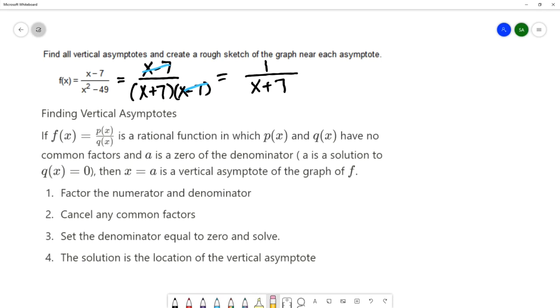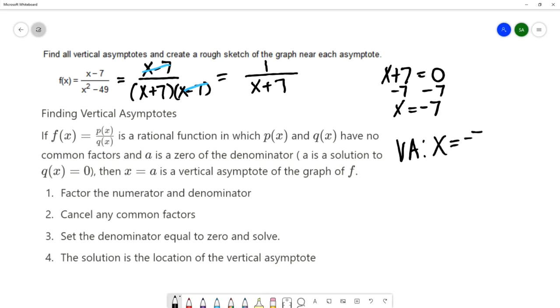So I've given the instructions here in detail. You want to factor the numerator and denominator, cancel out any common factors so that you don't have common factors. Then you're going to set the denominator equal to 0 and solve, and whatever solutions we get, those are vertical asymptotes. So we take that denominator, set it equal to 0. So x plus 7 equals 0, subtract 7 on both sides, and we get x equals negative 7. So this function has a vertical asymptote at x equals negative 7.